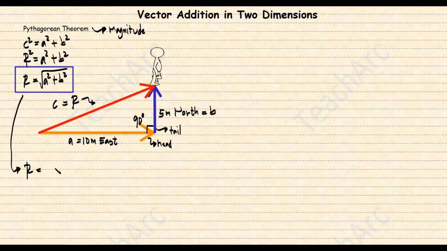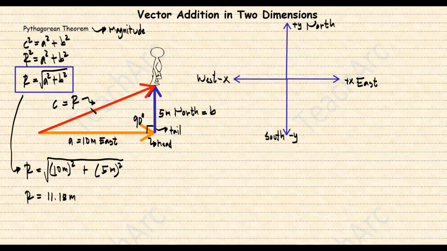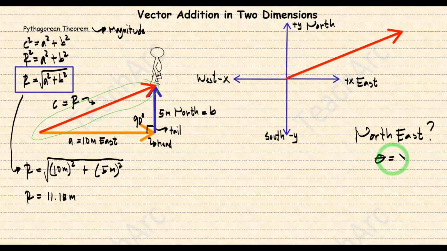Now, substituting the given vectors to the Pythagorean equation, we see that the magnitude of the resultant is equal to 11.18 meters. The other thing that we need here is the direction. We are actually looking for the direction of the resultant, and if we plot our resultant into an x and y coordinate system, many will assume that the direction is northeast, which is only correct if the angle is 45 degrees. Now the question is, how do we compute for the angle?